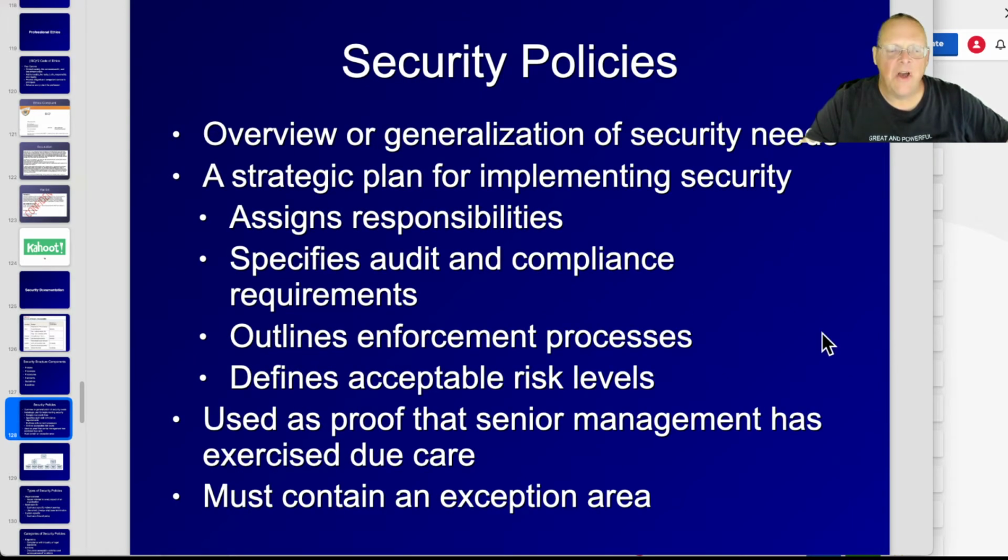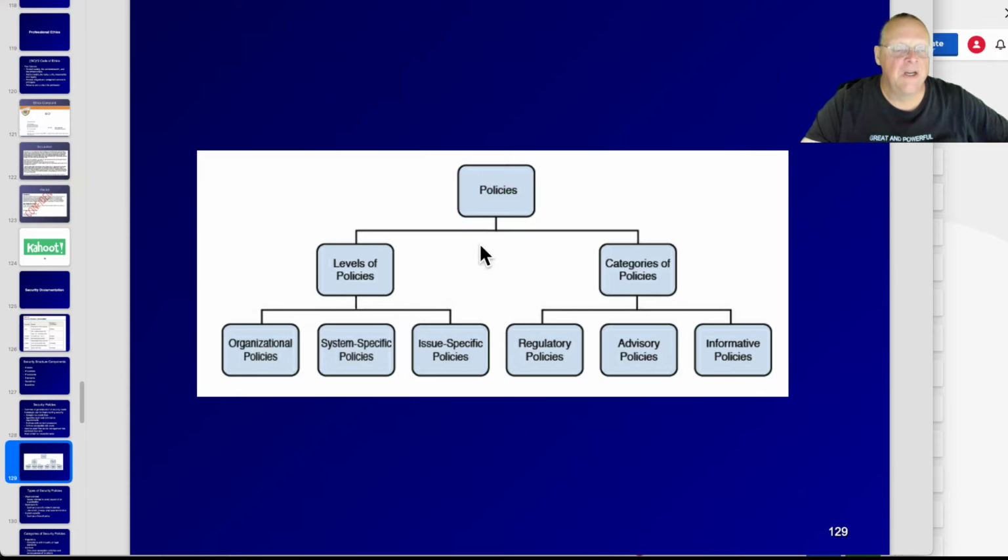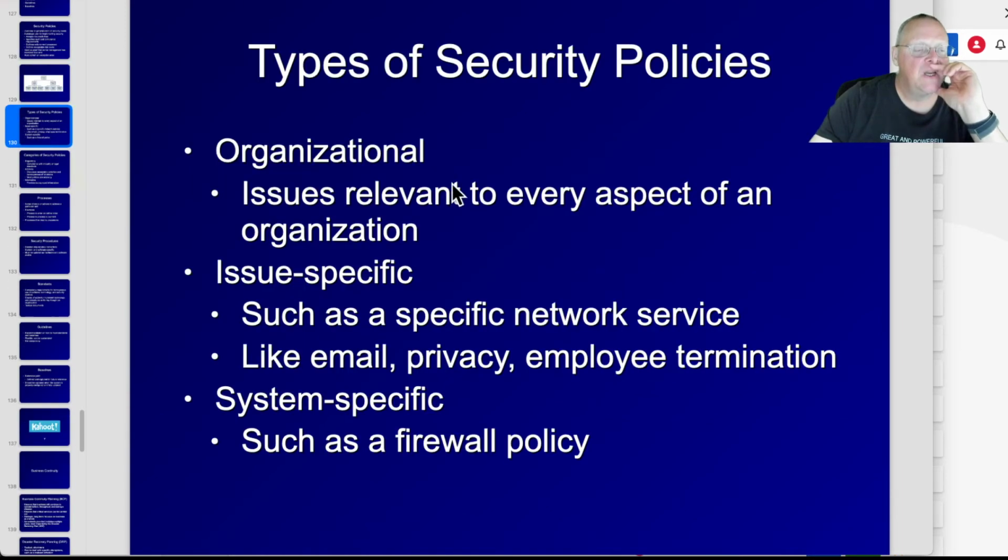So policies are a strategic plan, an overall plan, defining acceptable risk levels and so on, and this is there to show that senior management has exercised due care. So you got policies up here, then you got policies at different levels, organizational, system specific, or issue specific, and then other categories like regulatory, advisory, and informative. And so there they are. It's kind of obvious, issue specific and system specific.